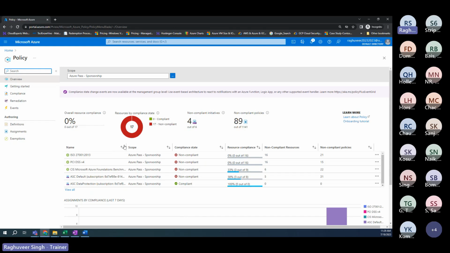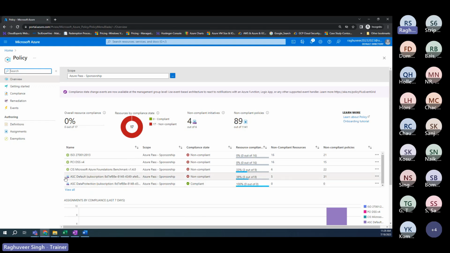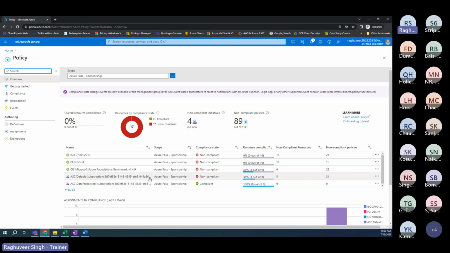Now you will see some additional policies also, which is Azure Security Center default. These are the default policies that have been configured, and it is also non-compliant, and here it shows the results. Now you can see the CIS benchmark result is also coming. It says non-compliant, and I see 33% is my score. Out of 9, 3 resources are not compliant.